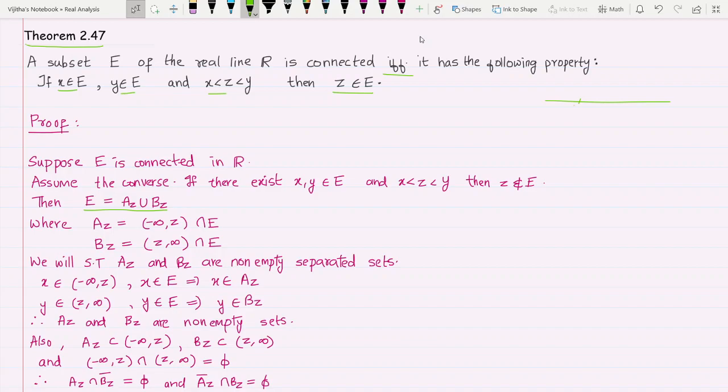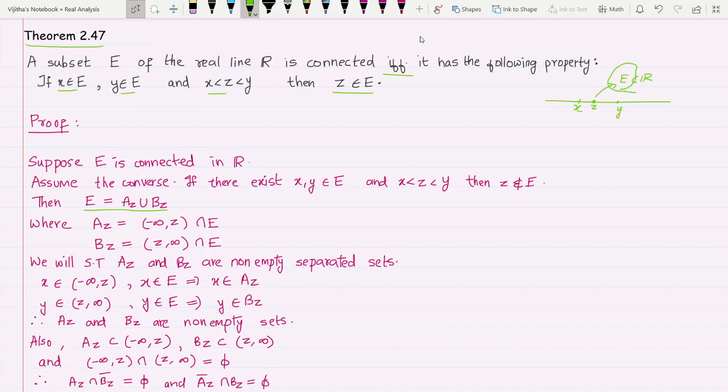So in the real line, if we have any element x in a set E and y is also an element of the set E, so E is a subset of R, then if you take any element which lies between x and y, that element should also be an element of E. All the elements which lie between x and y should also be elements of E. If this property holds, then the set will be connected. Connected means it cannot be written as a disjoint union of two separated sets. So it is fully connected, you cannot separate it. Okay, so we will prove this.